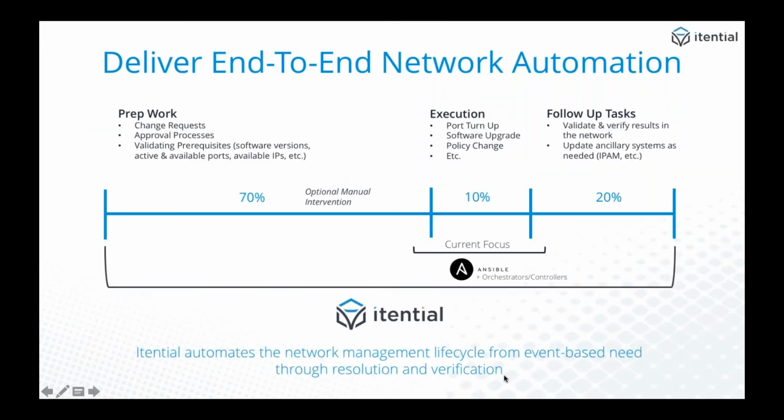So if we think about what we just saw within that second demonstration, when we're working with customers and talking about network automation, a lot of the focus, especially at the network technology layer, is really on that middle part, that execution, where we have it labeled as Ansible and orchestrators and controllers. So it's really focused on port turnup, software upgrade, policy change. There's a whole host of things that we automate as a market and as an industry.